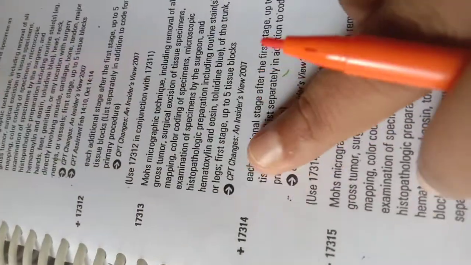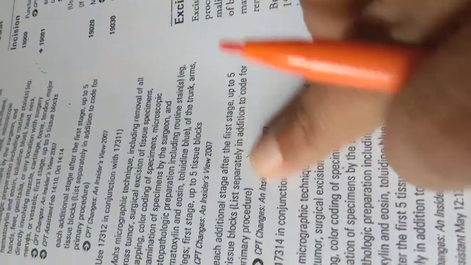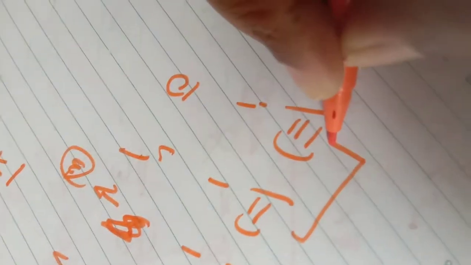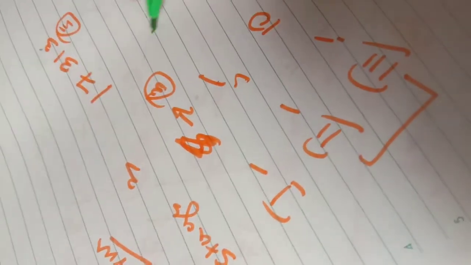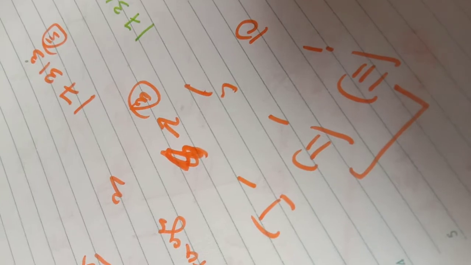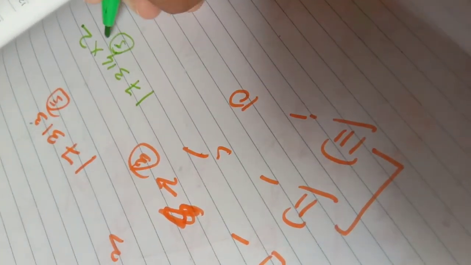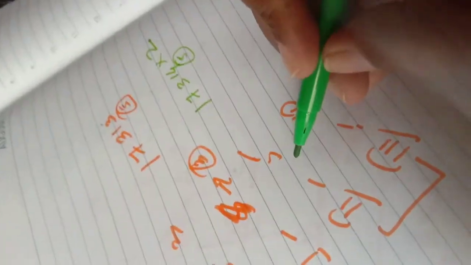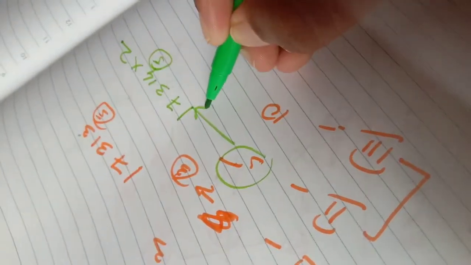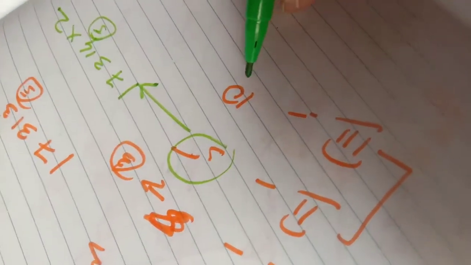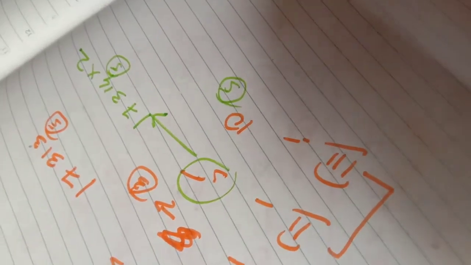Now let's see for the additional stages. For additional stages we have 17314, each up to 5 blocks. So here we have 2 additional stages. Okay, 2 additional stages, so we will take 17314 into 2, which comprises 5 blocks in each stage. So the second stage's 5 blocks are included in this code. In the third stage, 10 blocks, extra we have 5 blocks.